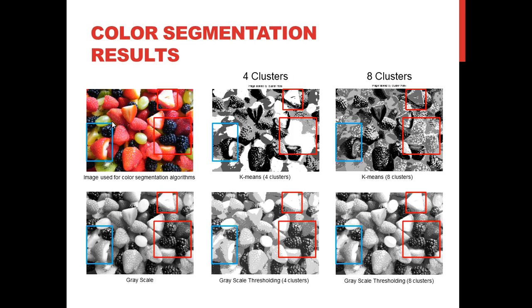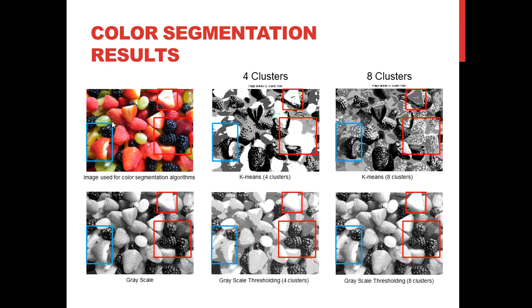While if you look at the grayscale thresholding, it is very easy to distinguish between the white and the darker blackberries. So in this case, if you were trying to distinguish blackberries from the rest of the fruit, you would want to use grayscale thresholding. So it really is application dependent on which one you want to use.